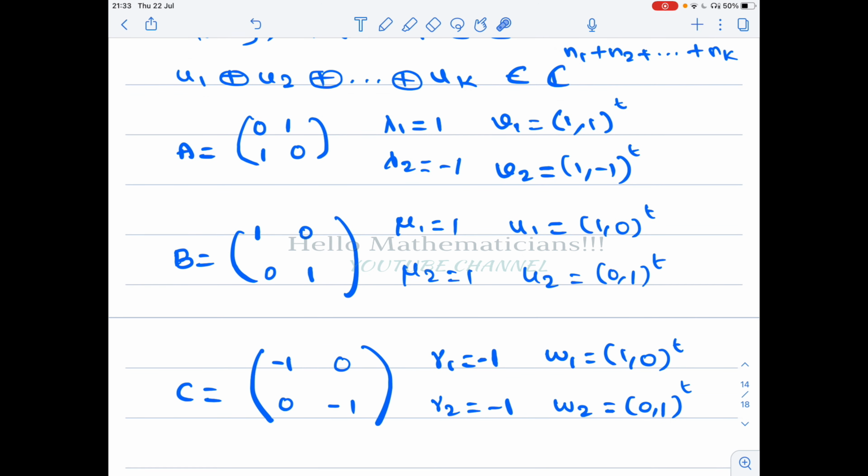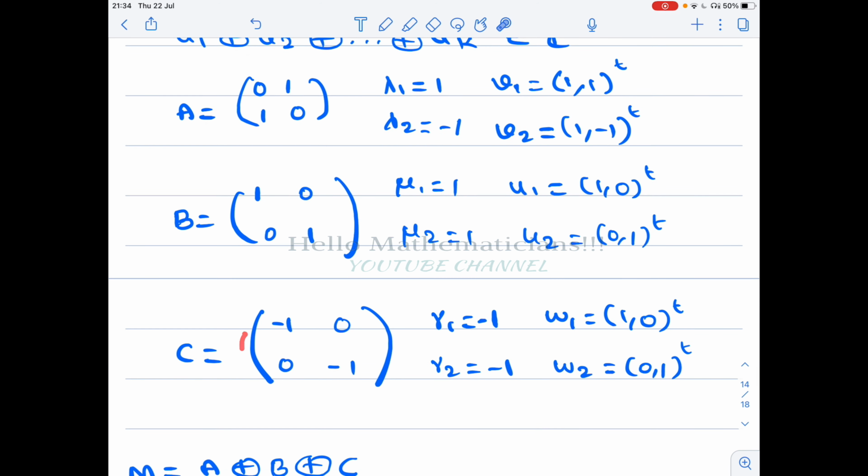Let's see. I take this matrix A to be [[0, 1], [1, 0]], then its eigenvalues are 1 and minus 1. The corresponding eigenvectors are the column vector (1, 1). I have written it in row form, so I put the transpose, but the eigenvector is 1 comma 1. Similarly, for the eigenvalue minus 1, the eigenvector is 1 comma minus 1, which we can directly calculate. Similarly, for the identity matrix, the eigenvalues are 1 and 1, and the eigenvectors are the column vectors (1, 0) and (0, 1).